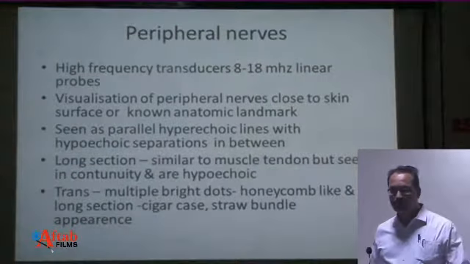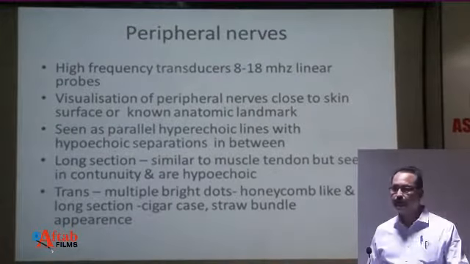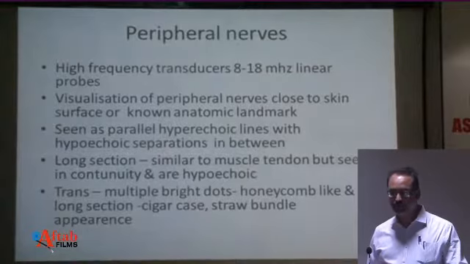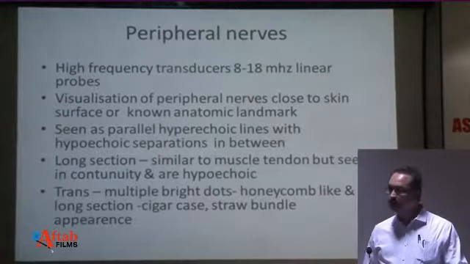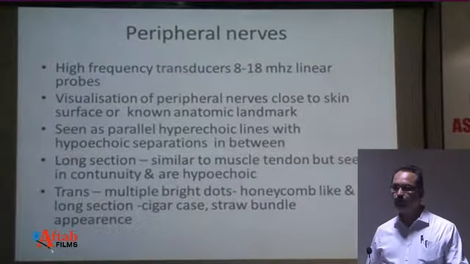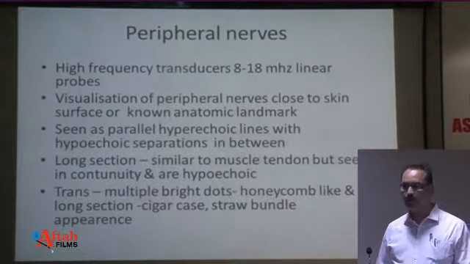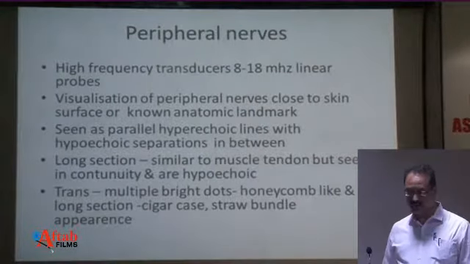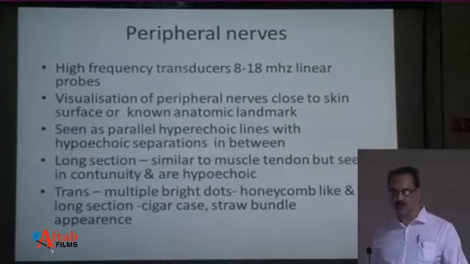So how to evaluate the peripheral nerves on ultrasound? Usually you have to have a high frequency transducer. An 8 to 18 megahertz linear probe should be used. Visualization of the peripheral nerve should always start from a known anatomic landmark, like the wrist, flexor retinaculum, or the knee joint. You can always start from the known point, and then you can move the transducer to and fro.